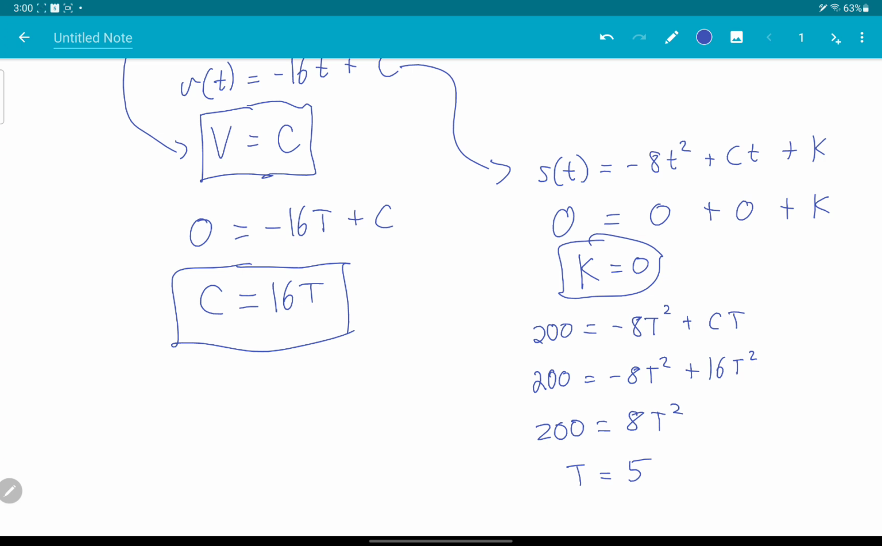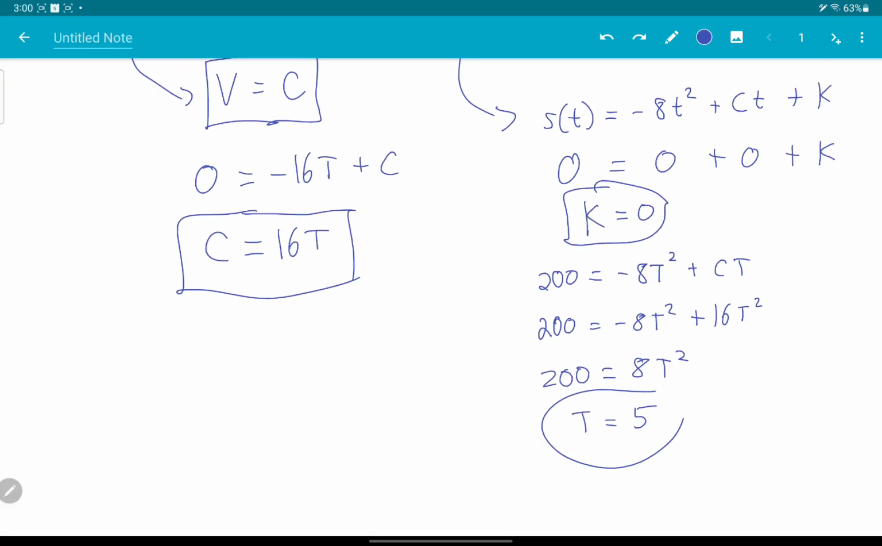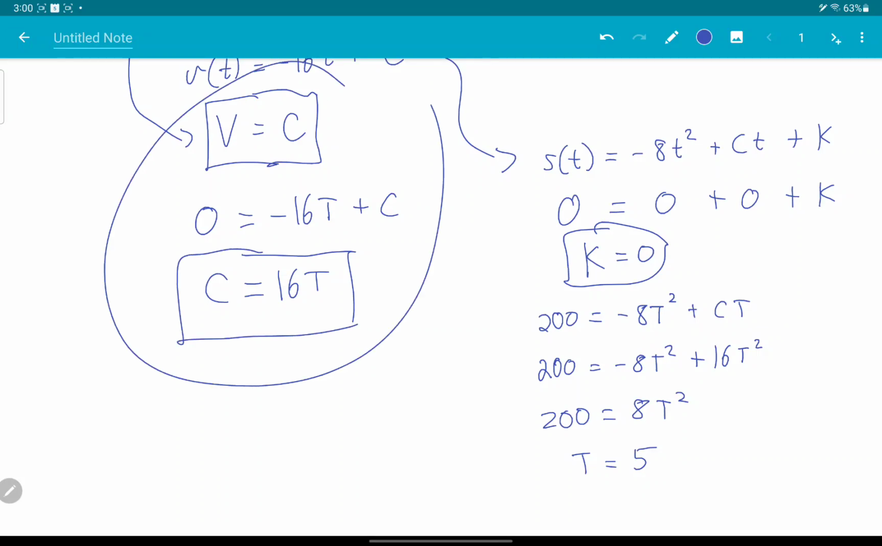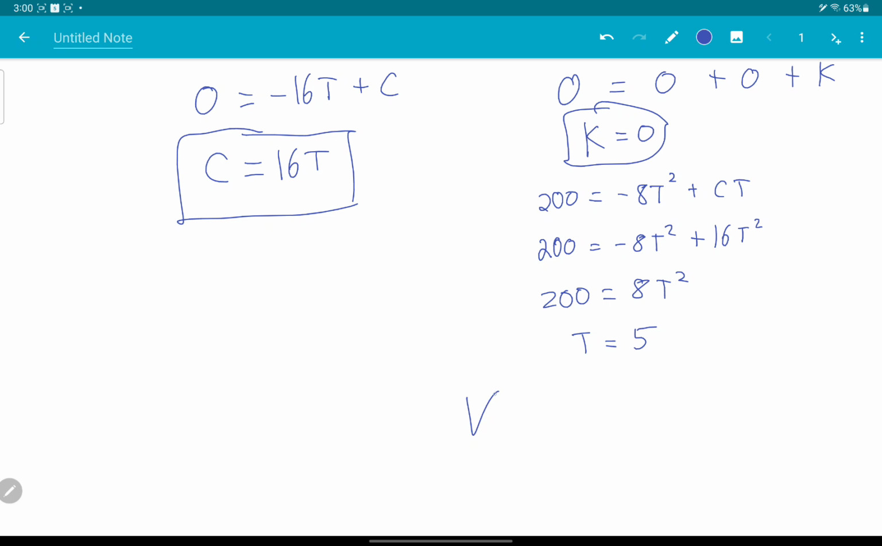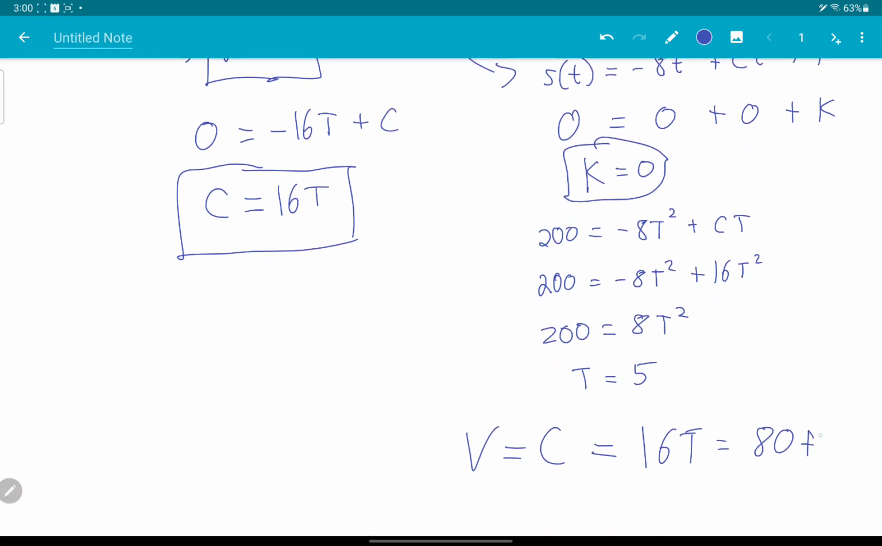Now, T equals 5. That's not the answer. That's not the question I'm trying to answer here. I'm trying to find the velocity, capital V. So I take this, T is 5, and plug it back in. I'm going to need both these rectangles, aren't I? V is equal to c. That's what I found up here. And c is equal to 16T, which is 80 feet per second. So I was going 80 feet per second when I slammed on the brakes.